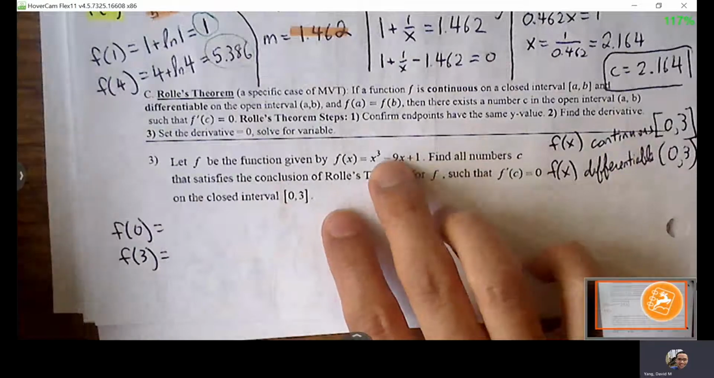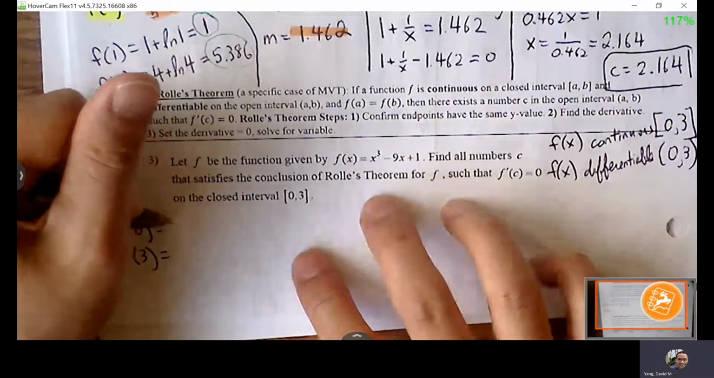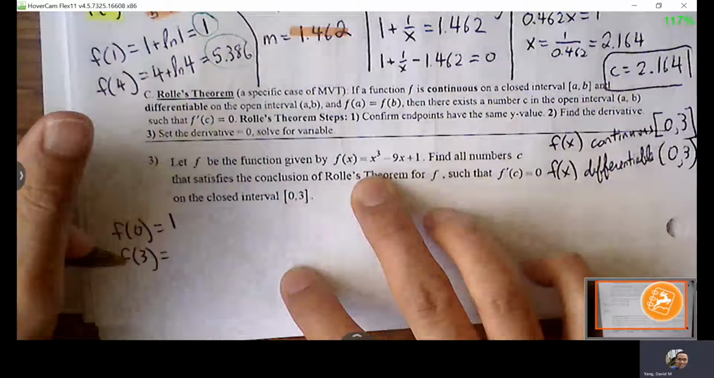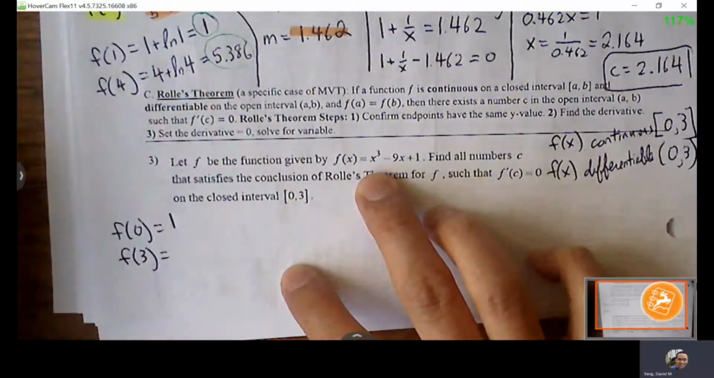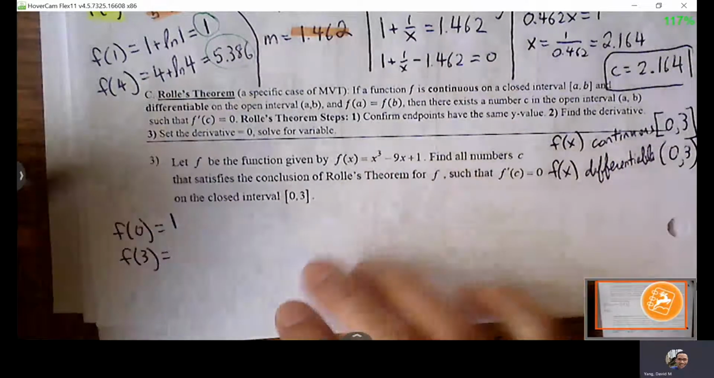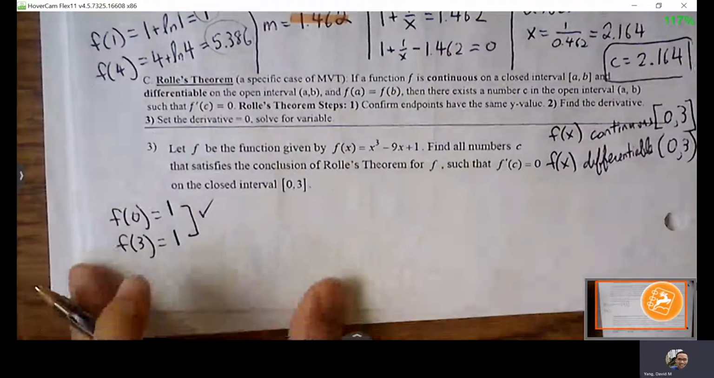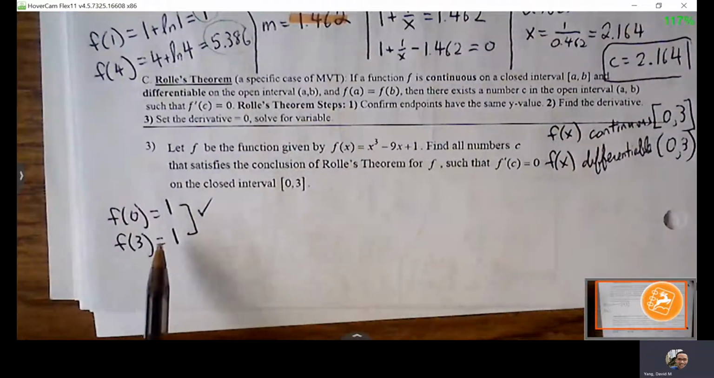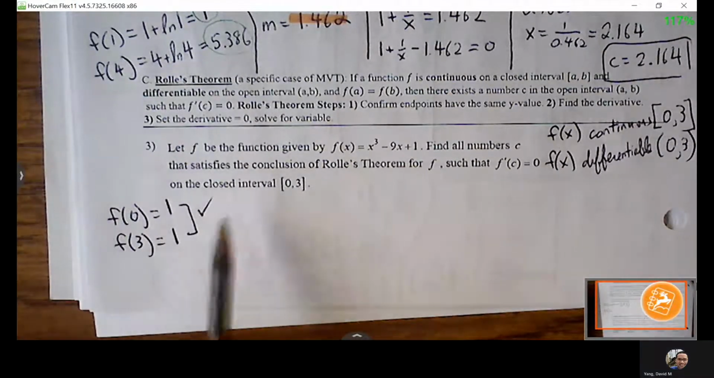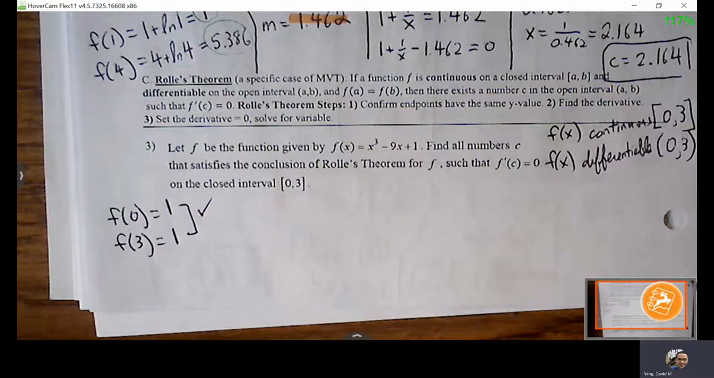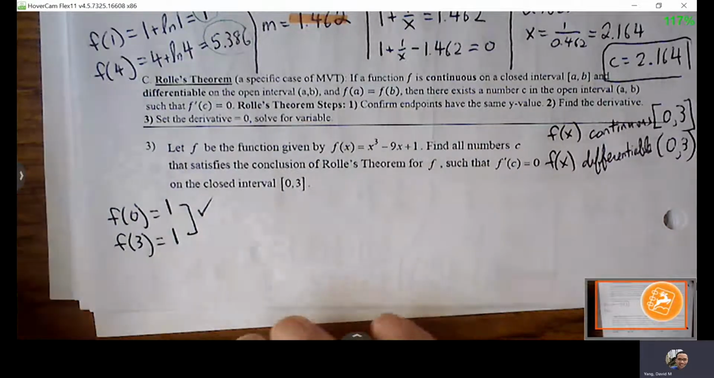Okay, so let's plug in f of 0. 0 minus 0 plus 1 is 1. Plug in 3, I get 3 cubed is 27. 27 minus 27 is 0. 0 plus 1 is 1. Okay, these numbers match, so that's good. That means Rolle's theorem is going to apply. Right? We have 2 points that are directly across from each other, which means that we can draw a horizontal line between them, which means that there must be a point on the curve where the slope is 0.